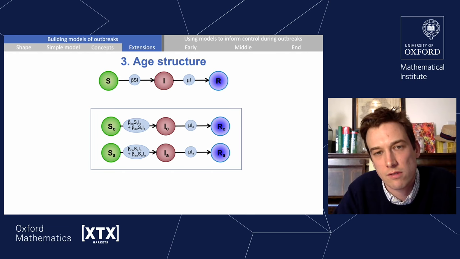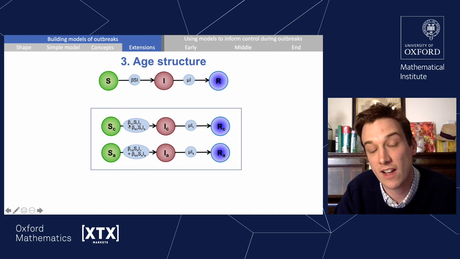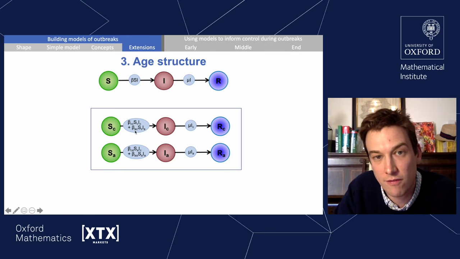Something to notice here is the infection rate terms. The rate at which children become infected depends on the rate at which children infect other children, so this beta CC term. And it also depends on the rate at which adults infect children, so it depends on this beta AC term.